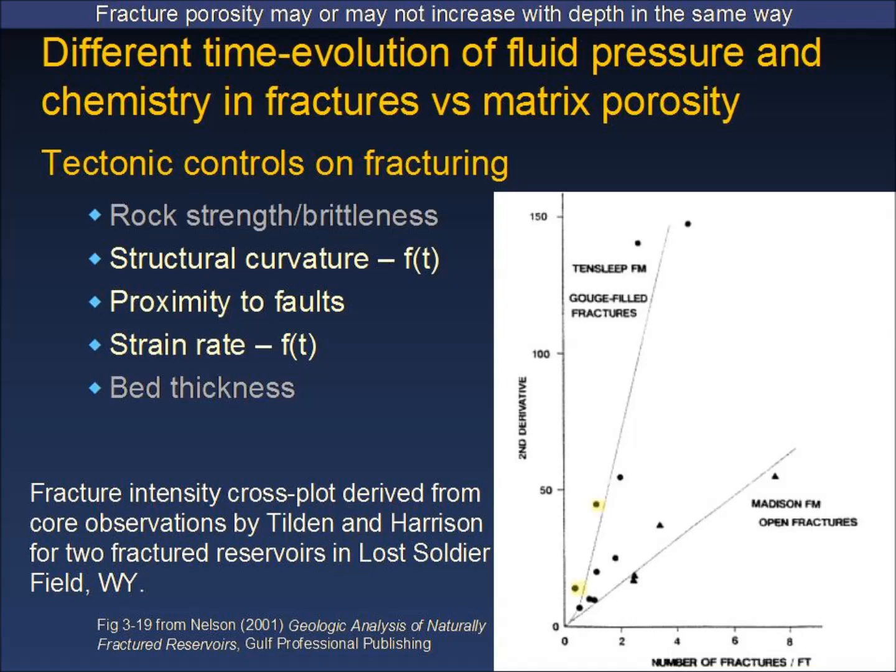And then there are some secondary variables. Again, I've grayed out bed thickness because it's a depositional given, not an aspect of tectonics itself, but it may be a secondary influence on controlling fracture spacing.